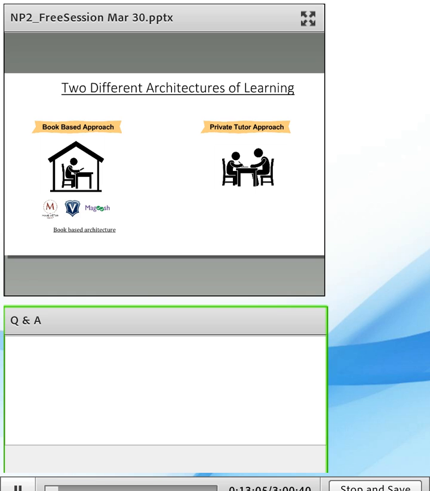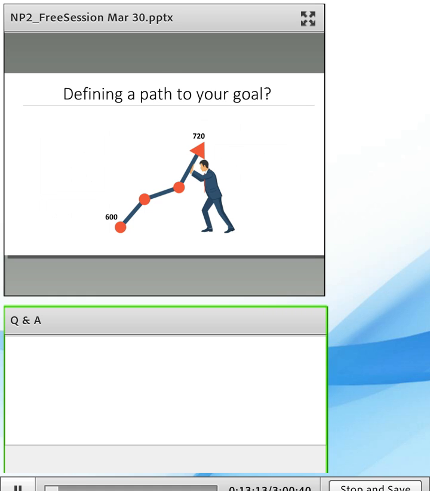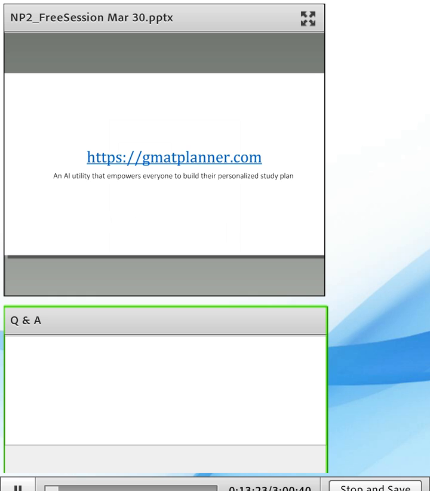So let's see why we say that most of these other prep companies are built on that book-based architecture, whereas e-GMAT is built around that private tutoring-based architecture. Again, we'll take an example of a student who's going from a score of 600 to a 720. We'll start with building those study plans. To help you build the study plan, we've created a utility called GMAT Planner. It's an AI-driven utility which includes 3 neural networks, a rule-based engine, and prediction based on data from about 35,000 students. What this utility does is allow everyone to build their personalized study plan.